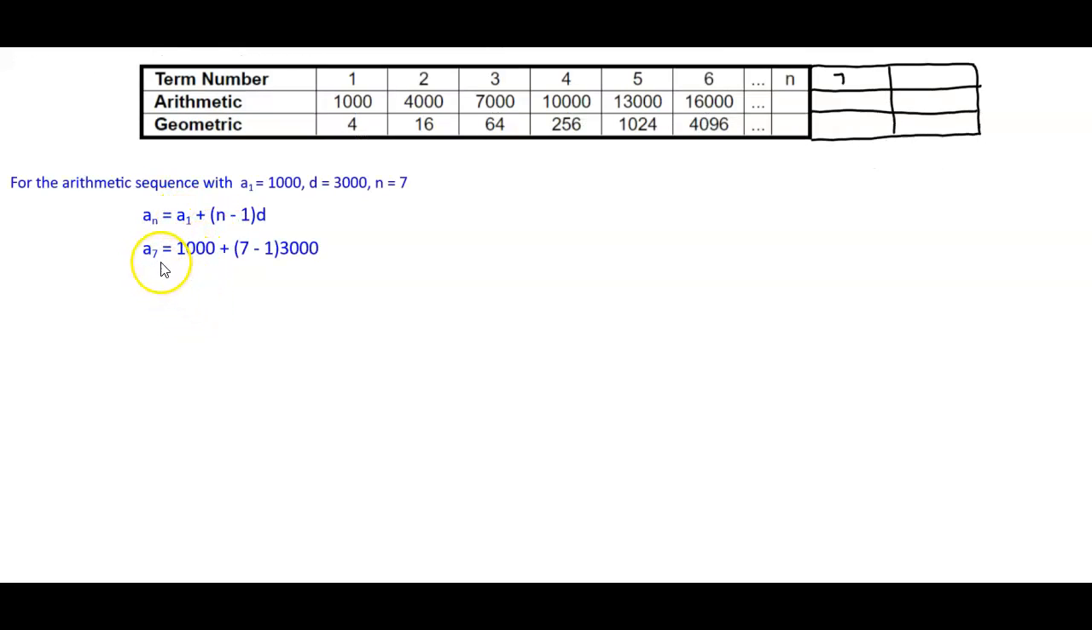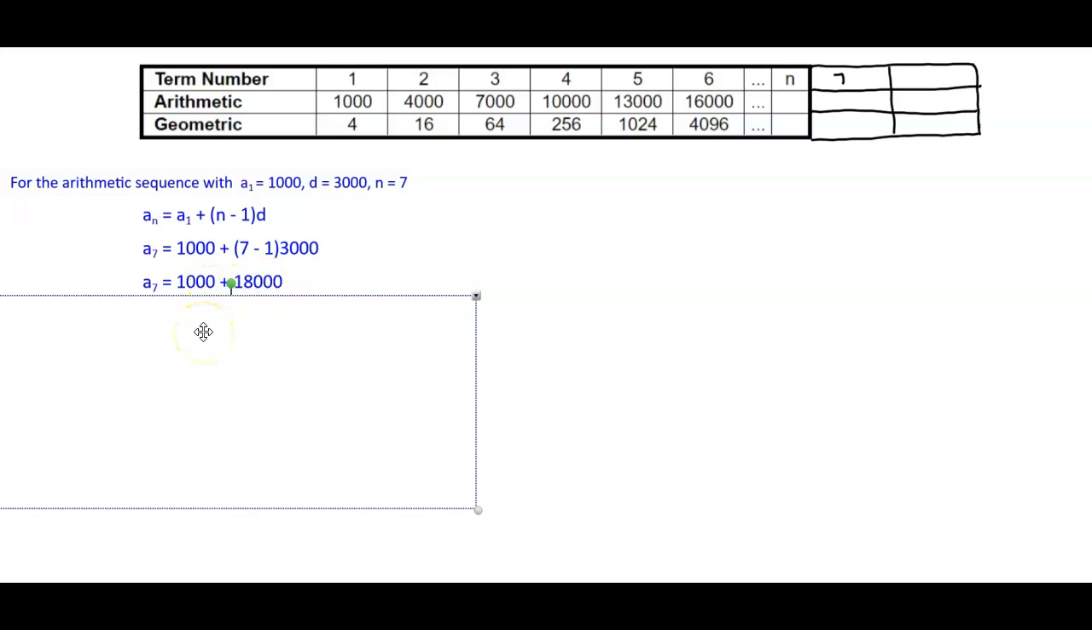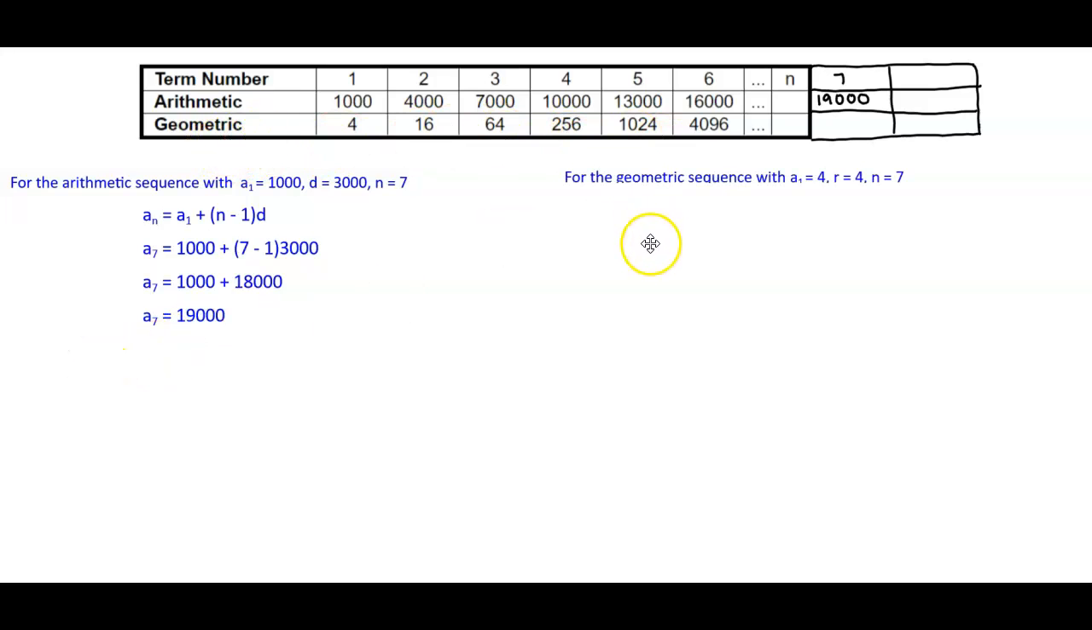So we're looking for the seventh term, a subscript 7, where the first term is 1,000, plus n, which is 7 minus 1, times 3,000. Well, 7 minus 1 is 6, and 6 times 3,000 is going to give us 18,000, plus 1,000, and therefore the seventh term of the arithmetic sequence is going to be 19,000. Okay, now let's take a look at the geometric sequence in the seventh term.